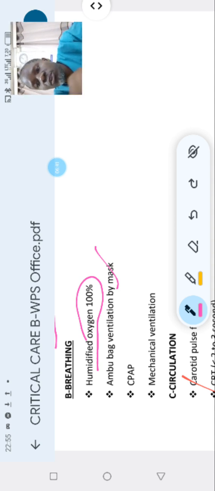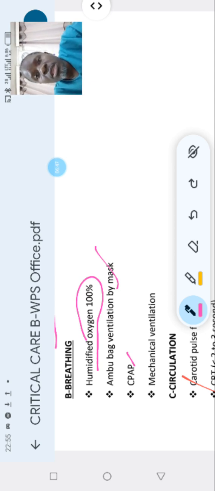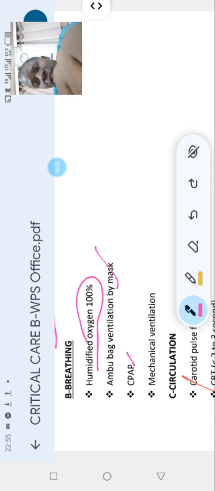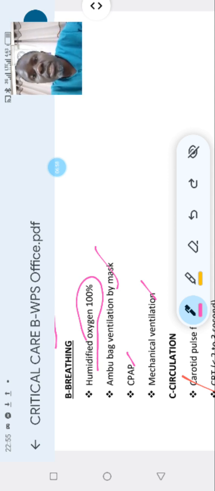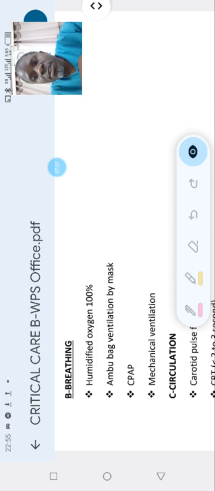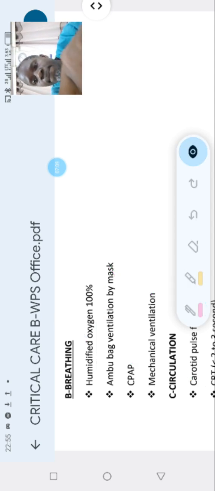Then you can also give oxygen via a CPAP. Okay, it's also a device which you can connect to the mechanical ventilator, so that oxygen can go to the patient. Or you can use the mechanical ventilator itself to provide adequate oxygen. As you are doing this, you can also monitor the patient using a pulse oximeter. You can use a pulse oximeter to monitor the oxygen saturation. Okay, so it's also very, very important to do that.